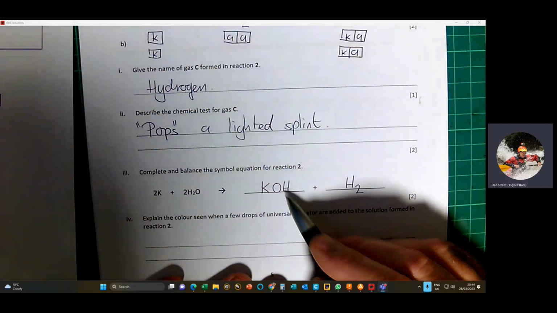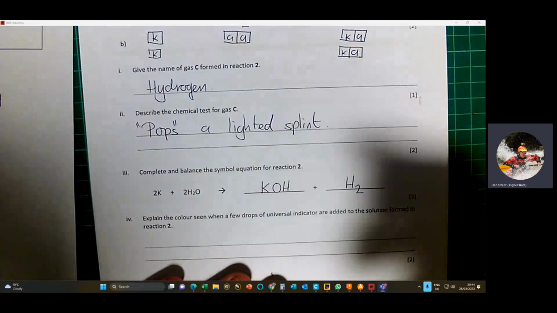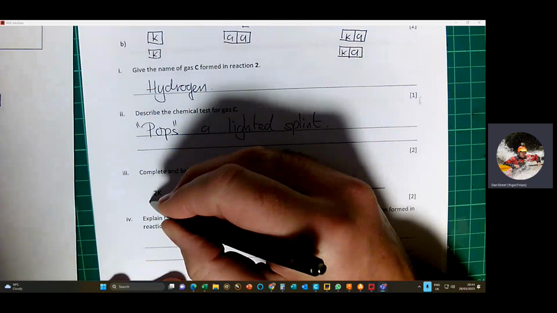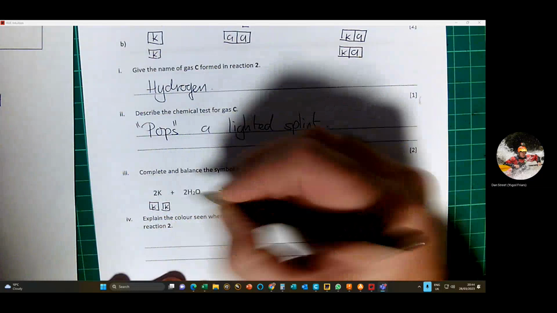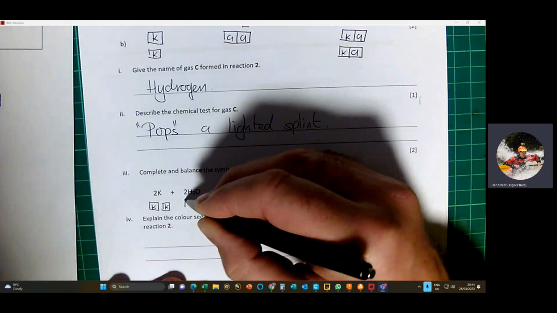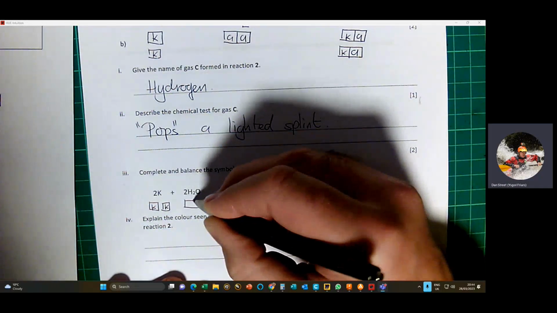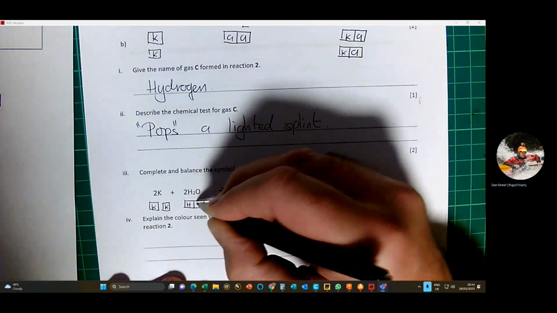But we do need to balance it. Okay, so the best method for balancing this is to use the box method. So 2K would look like that. 2H2O would look like this.